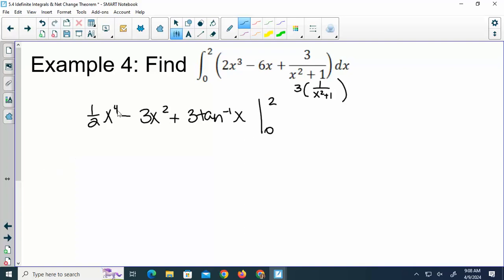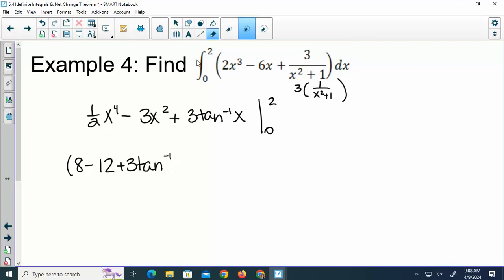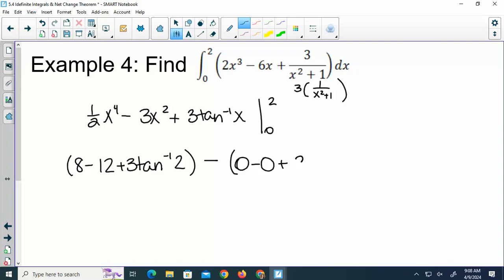All right, so if we plug in 2, 2 to the 4th is 16 times 1/2 will be 8. 2 squared is 4 times 3 is 12. 3 tangent inverse of 2. That's saying, for what angle does tangent equal 2? Is that one we know? Okay, I'm just going to leave it for a minute. If I put in 0, we get 0 minus 0 plus 3 tangent inverse of 0. So we have negative 4 plus 3 tangent inverse of 2.